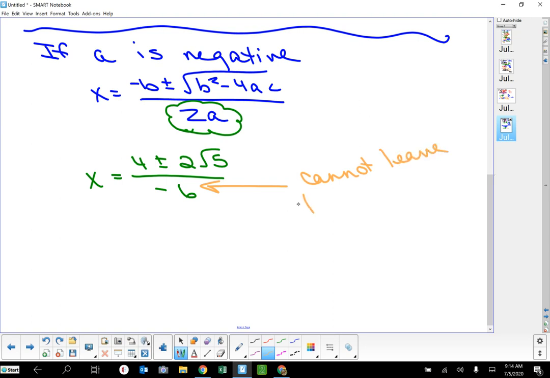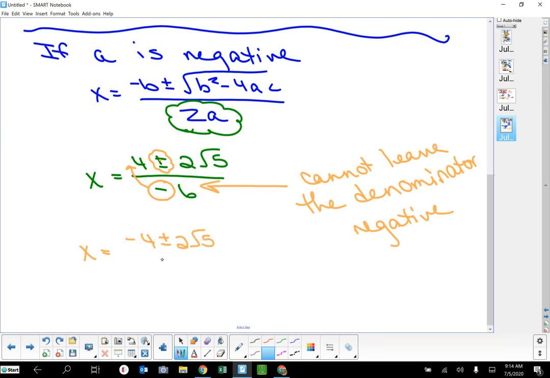Cannot leave the denominator negative. So what happens essentially is you're going to change this to a positive, and that's going to change the sign here. And essentially it changes these signs also. So the plus becomes a minus and the minus becomes a plus, which still leaves you a plus or minus. So make sure that you change the sign on the leading term and change the denominator. So this answer would actually look like negative 4 plus or minus 2 rad 5 over a positive 6. Okay, don't leave that. That didn't happen in any of my examples, but we needed to make sure you know how to deal with it if it does.